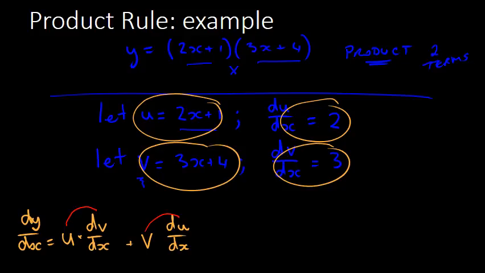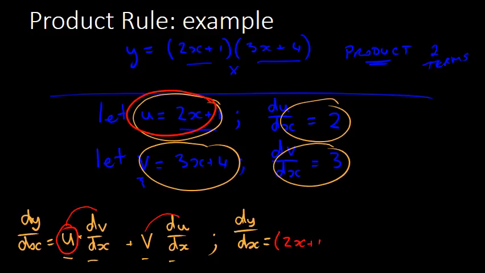To complete the question, we substitute u, dv/dx, v, du/dx into our rule. So we're going to get dy/dx equals, now the first we mentioned is u over here on the left, so we put a 2x plus 1 there, but we're going to multiply that by dv/dx, which is here, times 3.